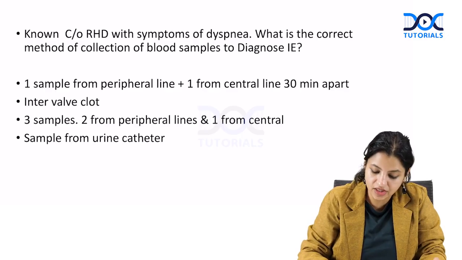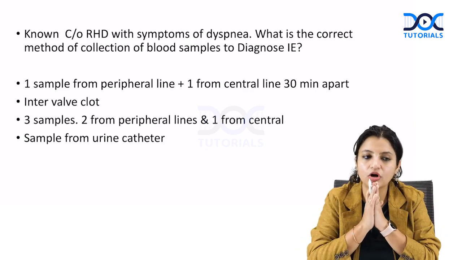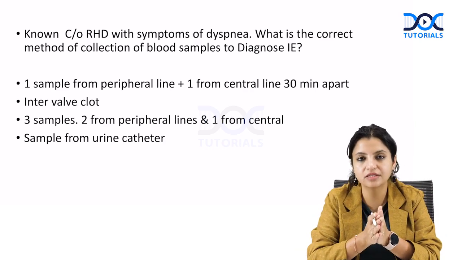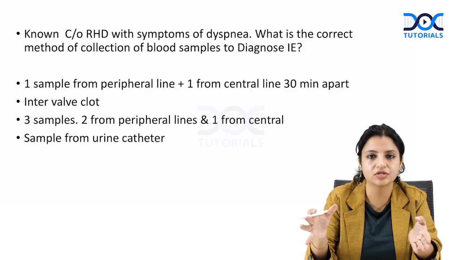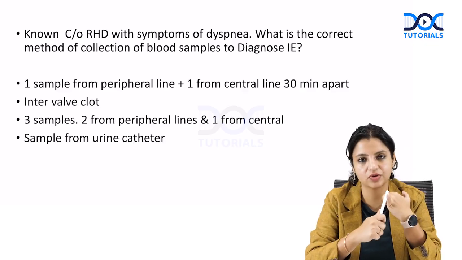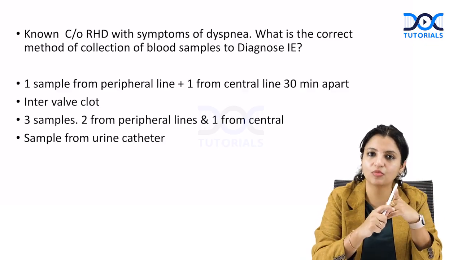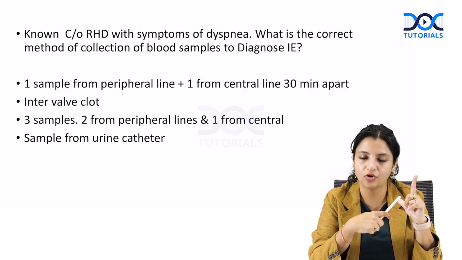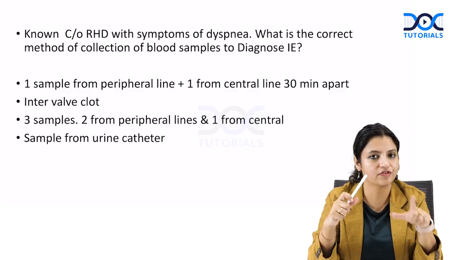So this was a very tricky question, guys. But you should remember that if I talk about the American Heart guidelines, they say that to make a confirmative diagnosis of infective endocarditis, you need 3 blood cultures. Okay, 3 blood culture sets. You have to remember, sets means you have to take 1 bottle for anaerobic and 1 bottle for aerobic. So you need 3 culture bottle sets to make a confirmatory diagnosis of infective endocarditis.